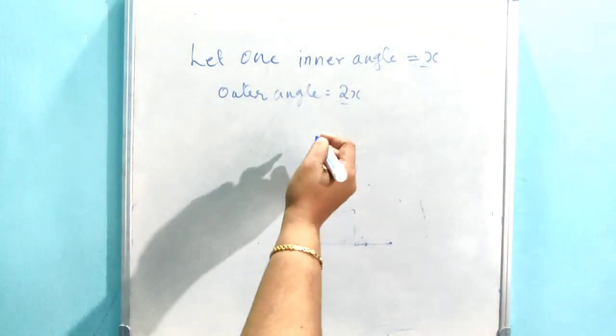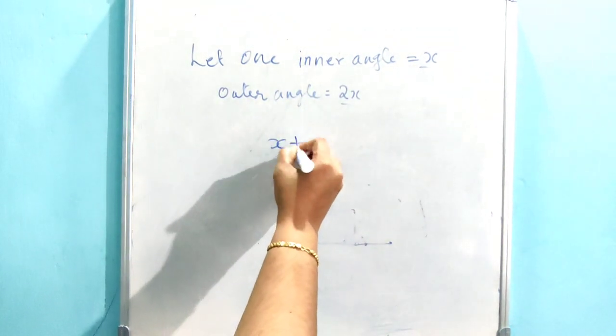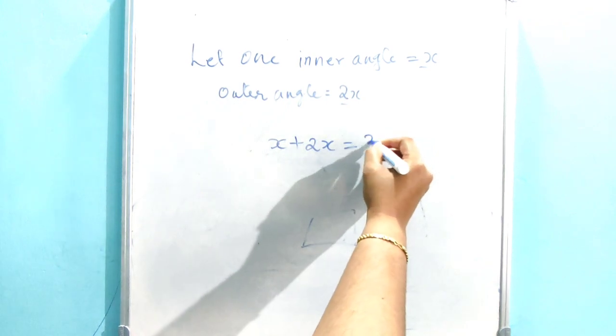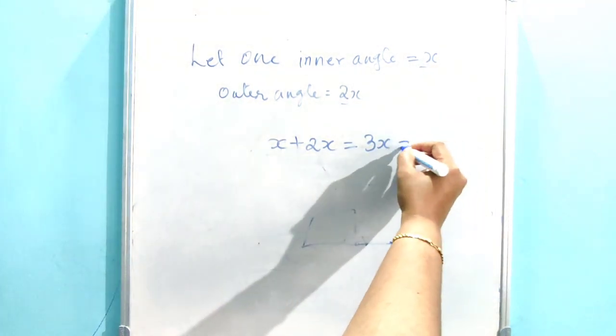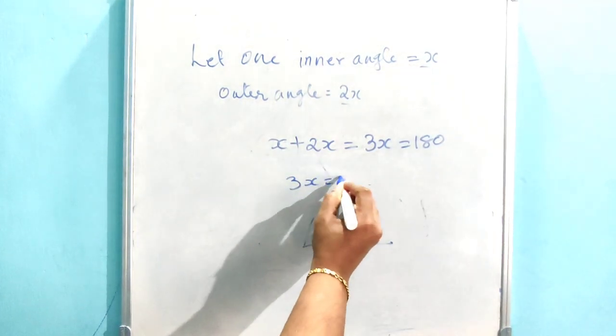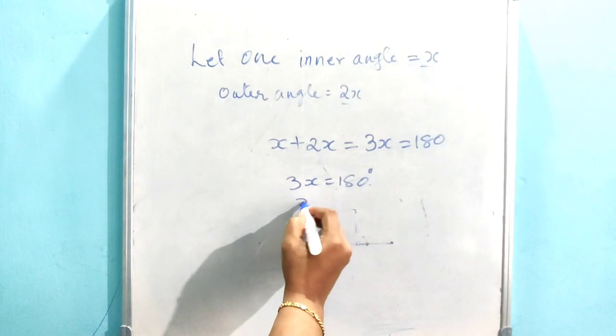Therefore, here the sum of one inner angle and outer angle, x plus 2x, is equal to 3x, and that is equal to 180 because they form a linear pair. In a linear pair, the sum of angles is equal to 180 degrees. So we have 3x equal to 180 degrees.